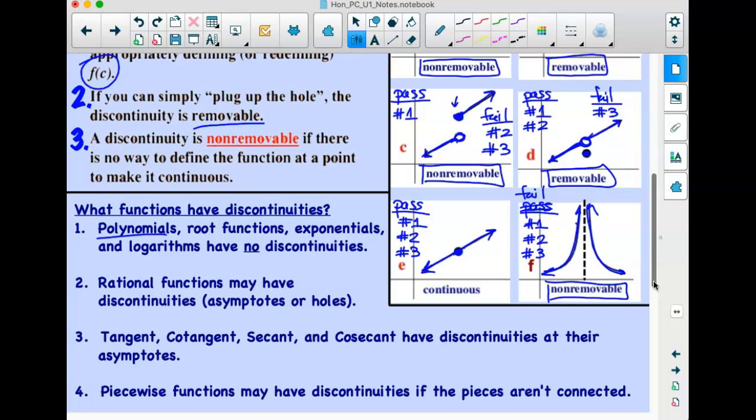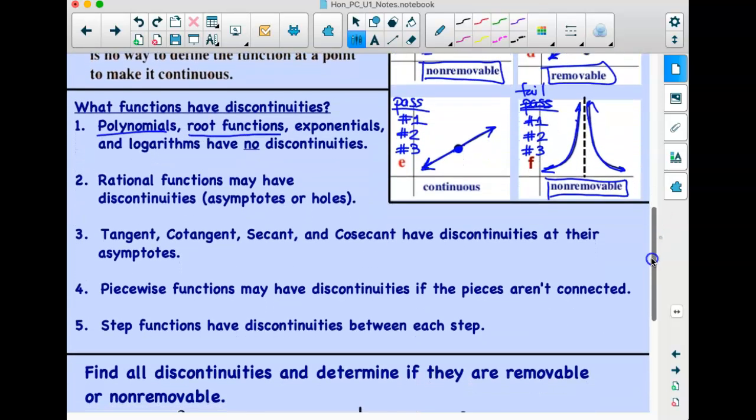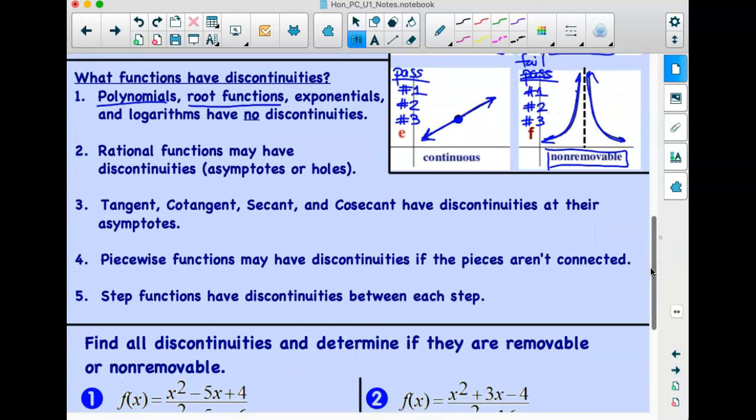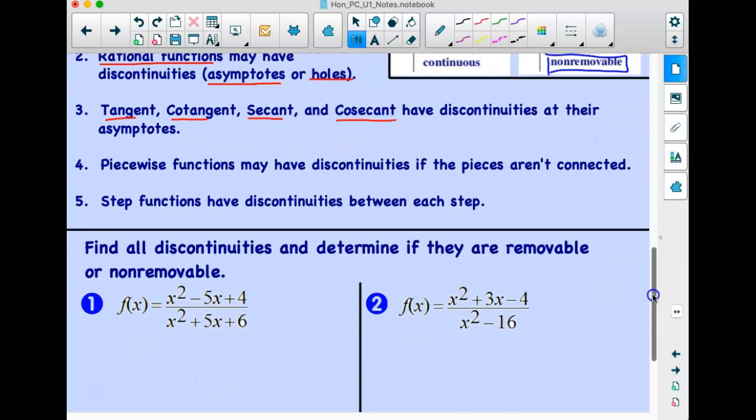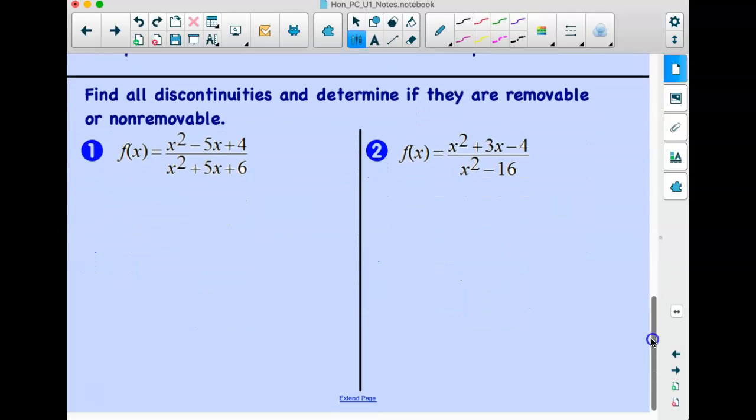So functions that do not have asymptotes, polynomial functions, root functions, exponentials, logarithms, over their domain, they do not have asymptotes. They do not have discontinuities. Rational functions do. Asymptotes or holes, I'll talk about that in a minute. And then tangent, cotangent, secant, cosecant, their discontinuities are asymptotes, so they are non-removable. If it's a piecewise function, if it's got 2 pieces, then you can kind of imagine that it would have a discontinuity that's either removable or not removable. And then step functions being an example of that.